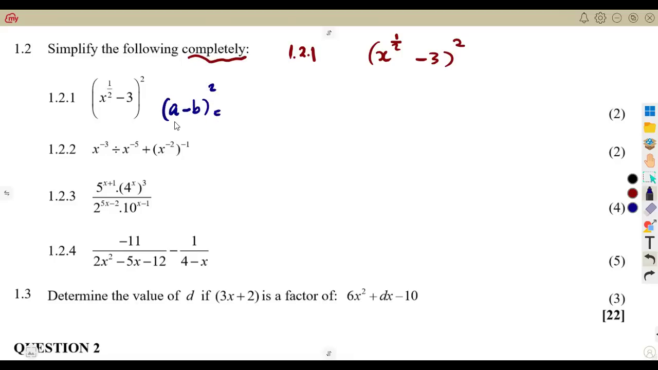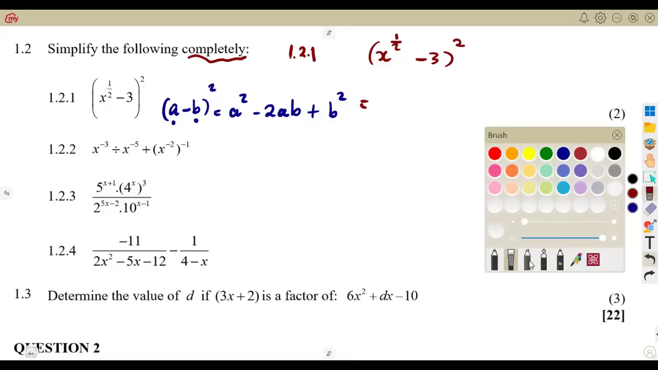We are going to have, this is the first term, this is the last term. So we are going to have the first term squared minus 2 times the first term times the last term plus the last squared. So what is important? Which one is your A? Which one is your B? Understanding this, guys, with this one, you can simply expand this.